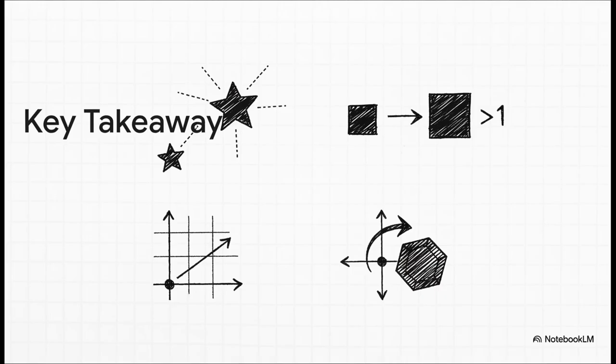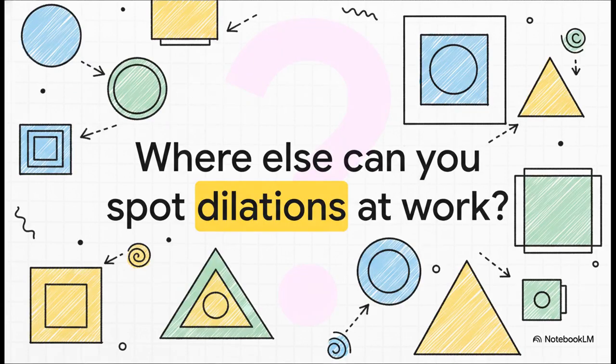So, what's the big takeaway from all this? Dilations are basically the hidden rules that govern anything we scale. From a tiny pixel on a screen to a massive architectural blueprint, this simple math is what's resizing our world so perfectly. Now that you know what to look for, you are going to start seeing dilations everywhere you go, in art, in buildings, and in pretty much all the technology you use every single day.